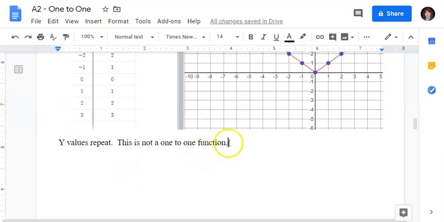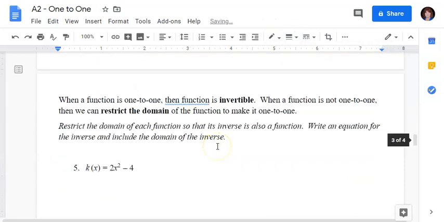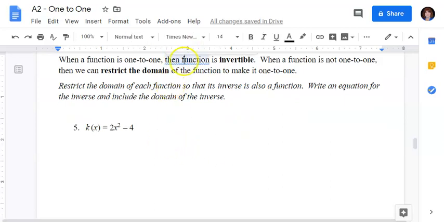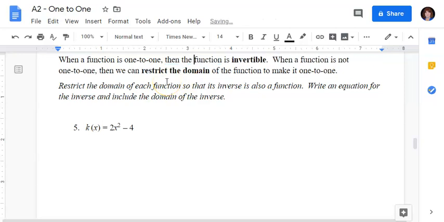So you'll notice we had a parabola a moment ago, and the same thing happened. Okay, now we're on to the next part. When a function is one-to-one, then the function is invertible. When a function is not one-to-one, then we can restrict the domain of the function to make it one-to-one.